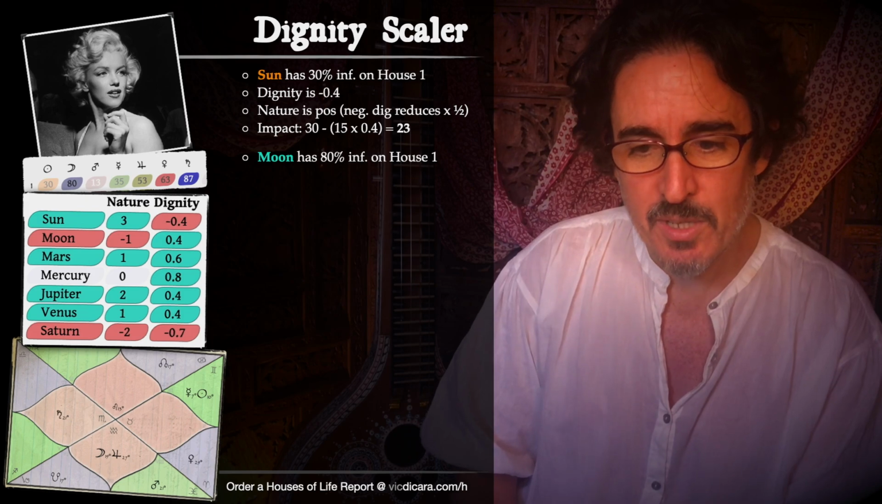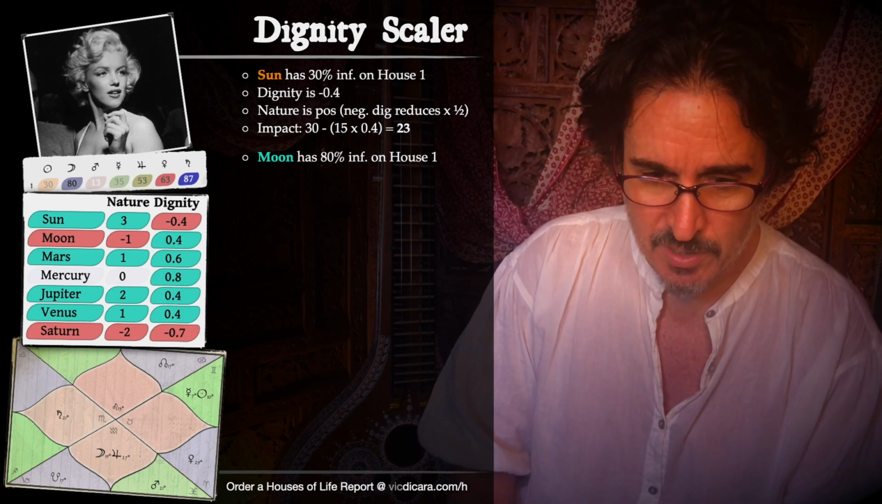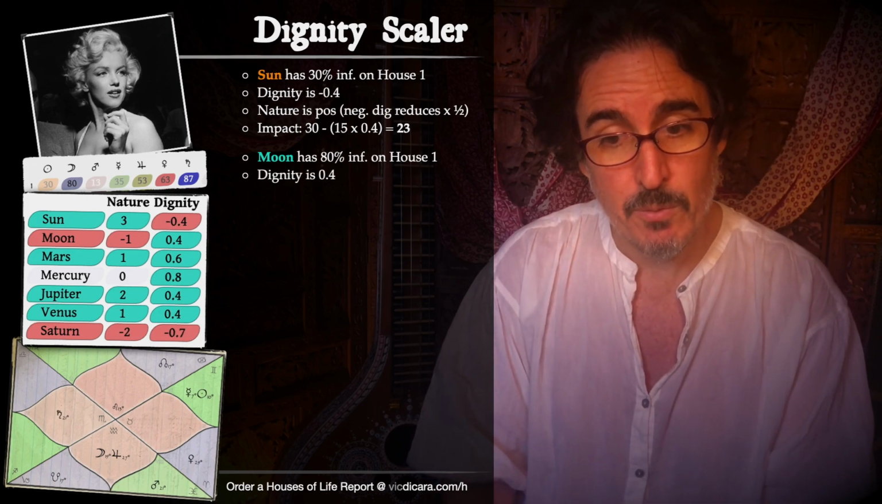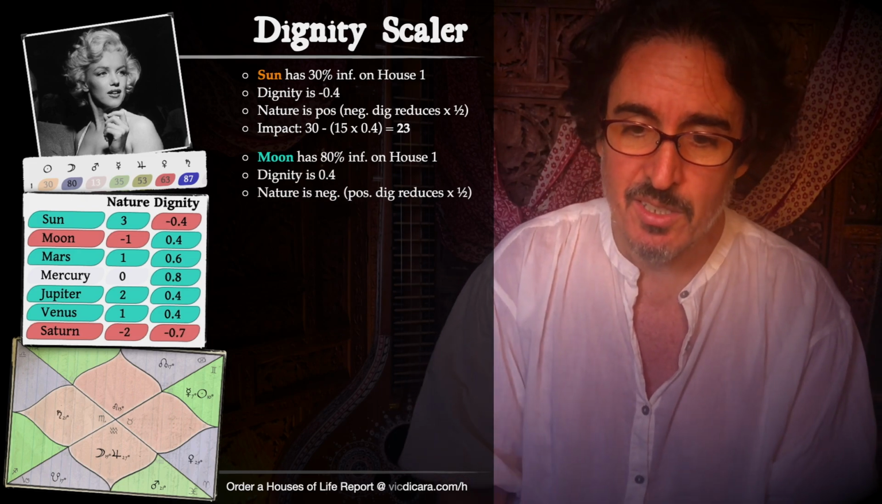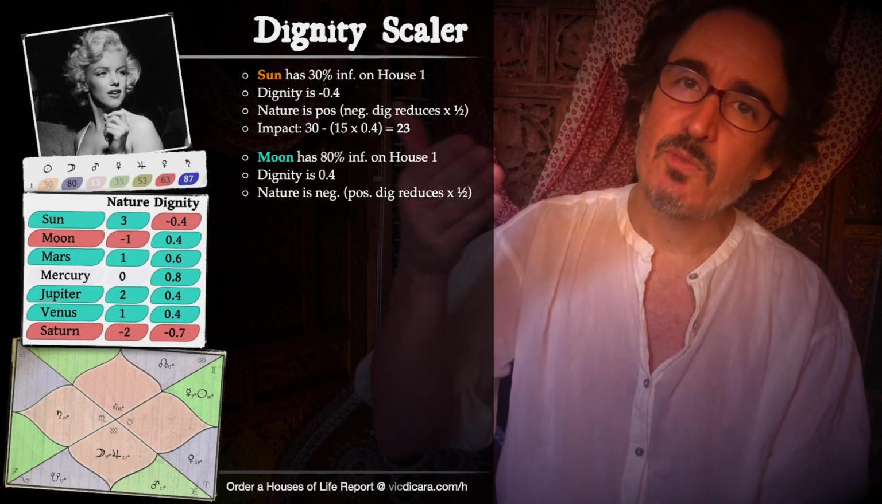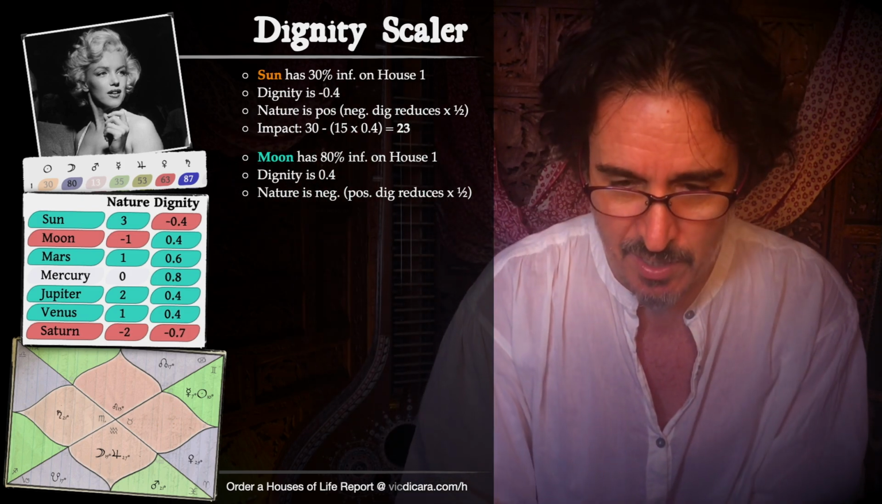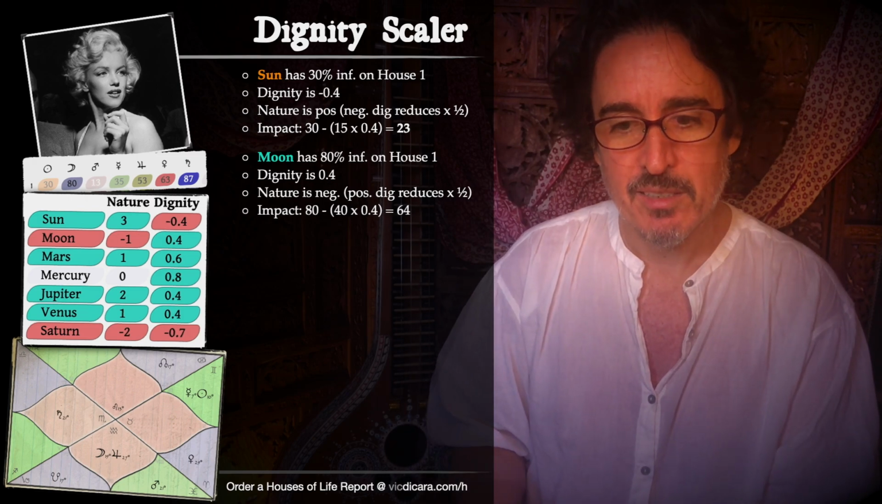Now, the Moon has 80% influence on the first house. Why? Because it's almost opposite to the ascendant. The Moon's dignity is 0.4 positive, but it's functionally negative. So since it's functionally negative, the positive dignity will reduce the negative impact by as much as half. So the math looks like this.